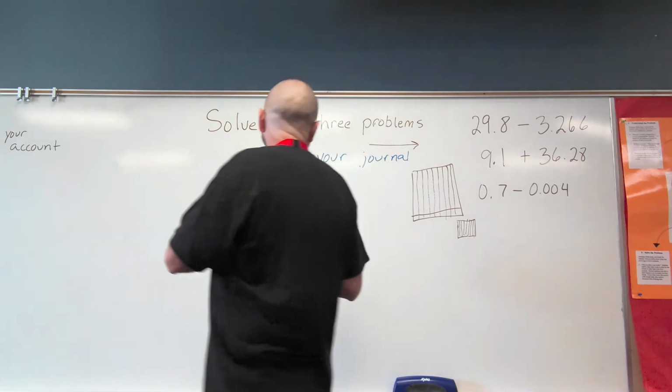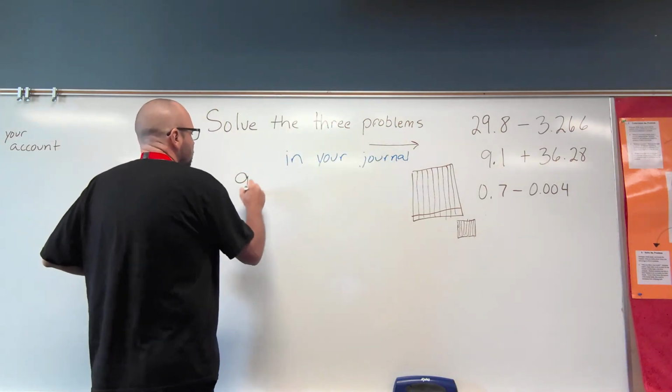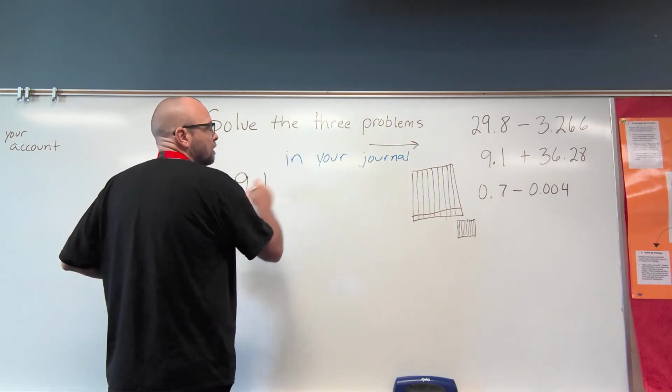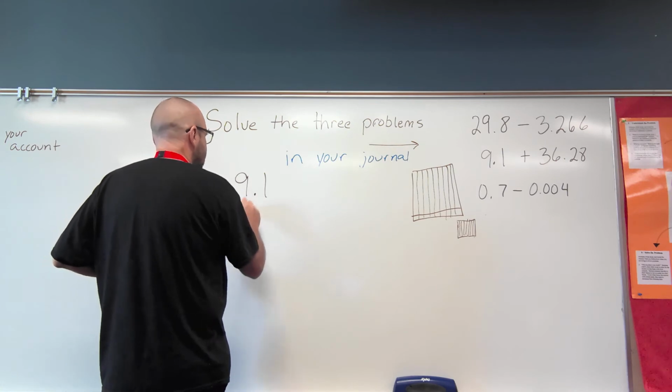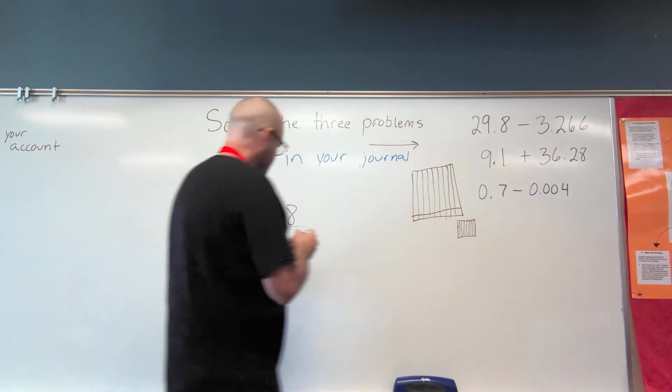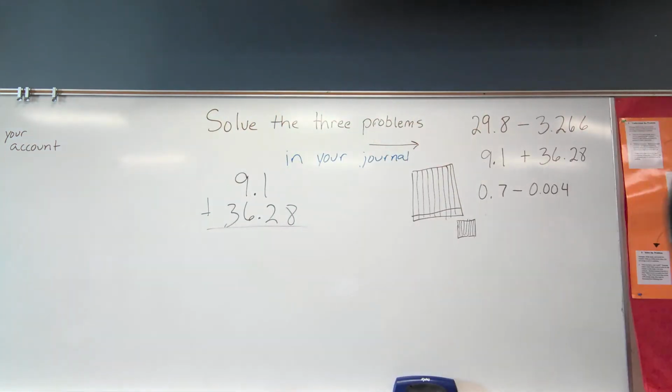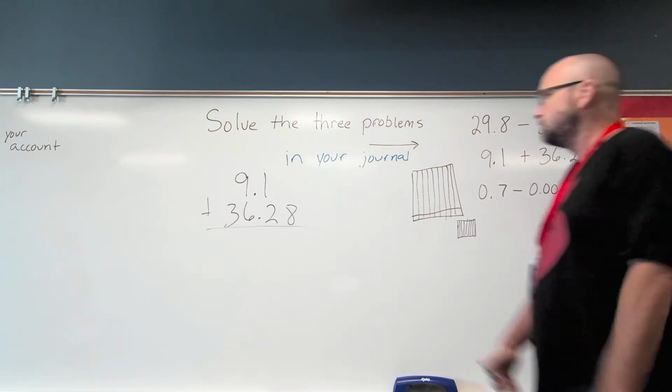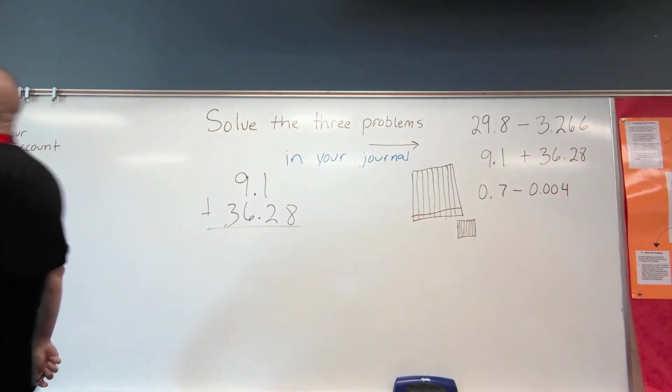Oh, addition's easier though. We have 9 and 1/10 plus 36 and 28 hundredths. All right, what's 9 plus 36? Who can tell me? 45. Add 10, subtract 1, 45. Good. My answer should be somewhere near 45.